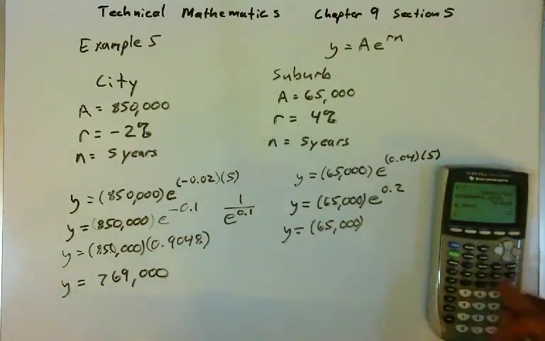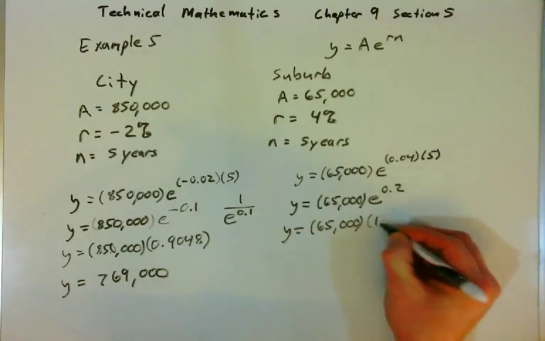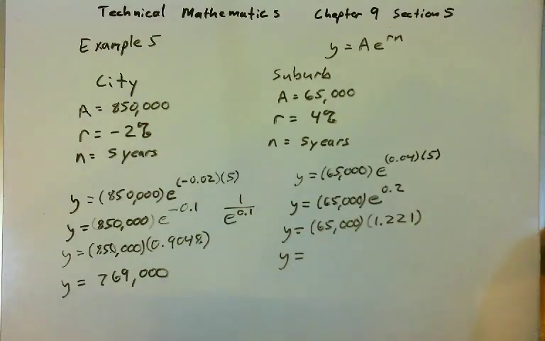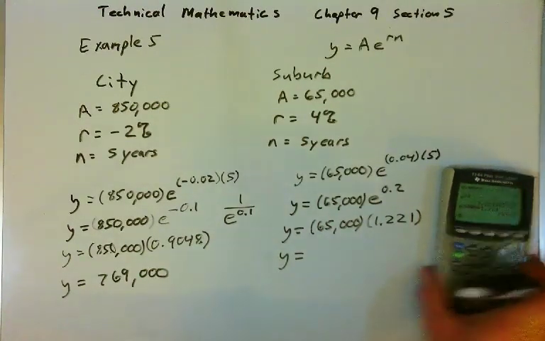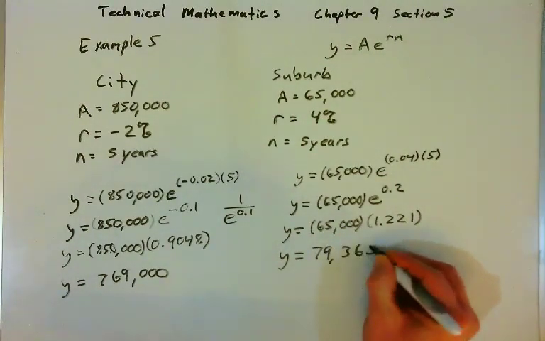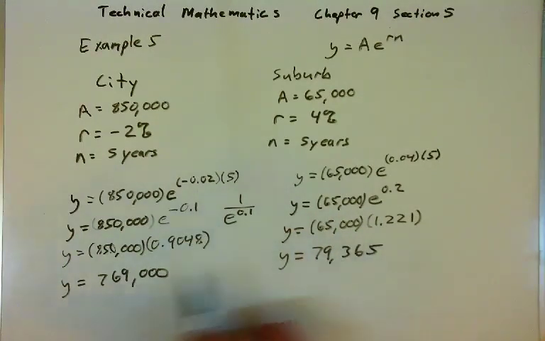And so now we'll work out e to the 0.2 power. E to the 0.2 power, which is 1.221. And now we can multiply. So the population after 5 years will be 65,000 times 1.221, which is 79,365. And again, you can tell that because this number is greater than 1, the population grew.